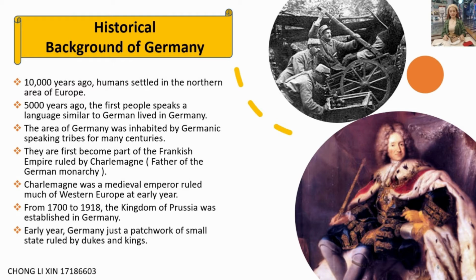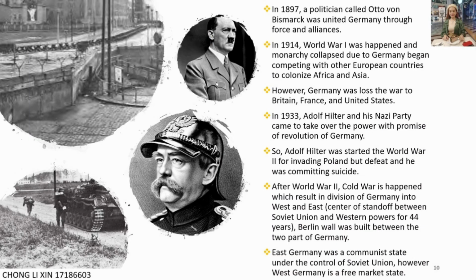Charlemagne was a medieval emperor who ruled much of Western Europe in the early years. From 1700 to 1918, the Kingdom of Prussia was established in Germany. In the early years, Germany was just a patchwork of small states ruled by dukes and kings. In 1871, a politician called Otto von Bismarck united Germany through force and alliance.